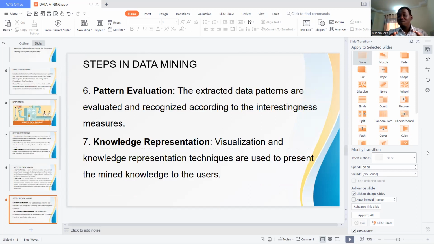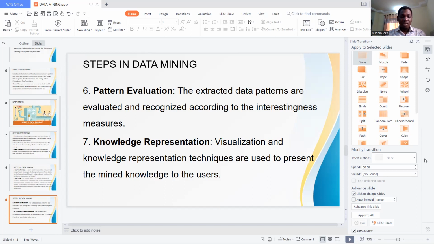Now, so you have found out the pattern, and you want to evaluate the pattern. So okay, I have this pattern. Okay, what do I do? This is interesting, this is not so interesting. You want to evaluate, so you can make your conclusion. You need to have a conclusion after doing all that. Okay, so this is the pattern we have gotten. So what do we do with that?